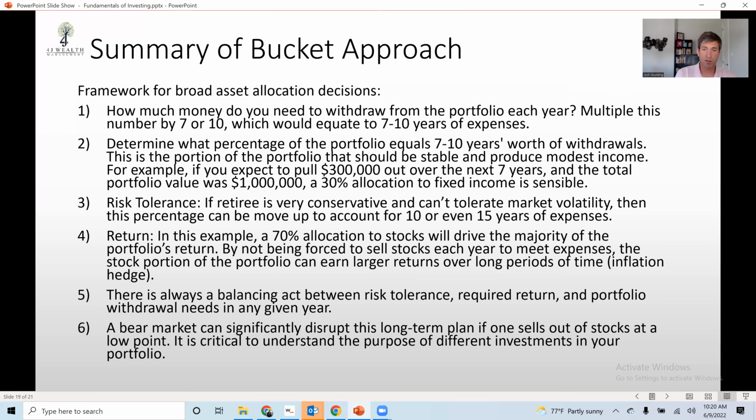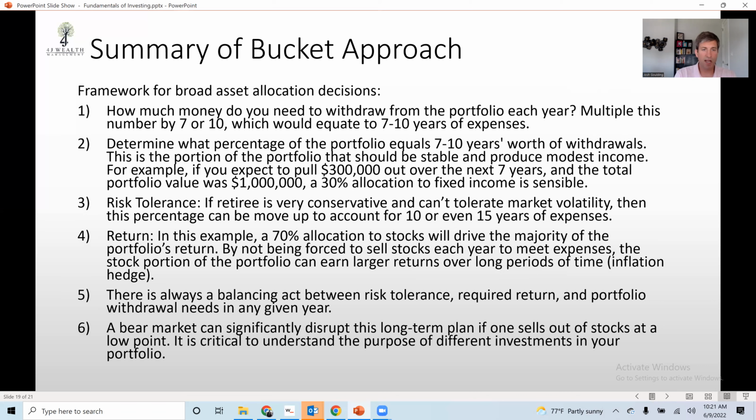Now, risk tolerance comes in. If that same person, let's say they're retired, is very conservative and can't tolerate market volatility, and they know they're not going to be able to withstand it and they're going to lose sleep at night, then that percentage can be moved up to account for 10 or even 15 years of expenses, right? Obviously that would mean there's a lot more in the fixed income cash sleeve of the portfolio, which would overall lower the return over time, but would also make for a less volatile path for that client.